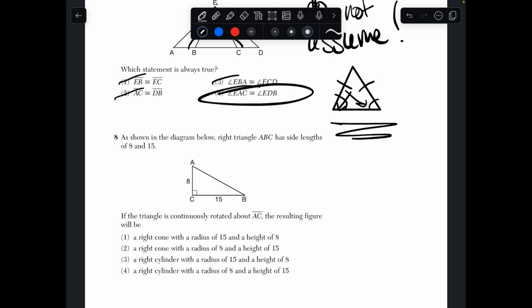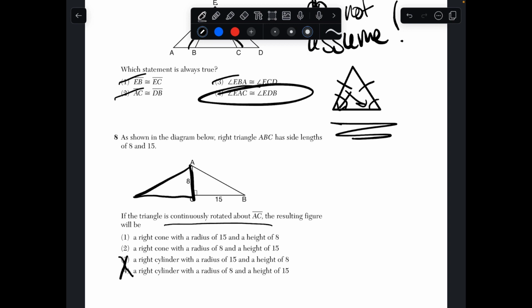It's plenty of time. So if it's continuously rotated about AC, this point, that means we're going to end up with a shape kind of looking like this, but it's of course 3D. So that would be a right cone if we're looking at it correctly. So not a right cylinder. So that off the bat, that marks off 2.